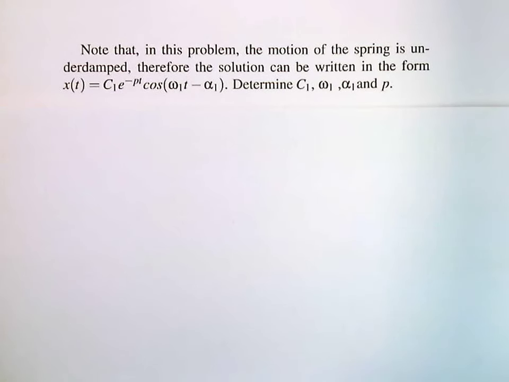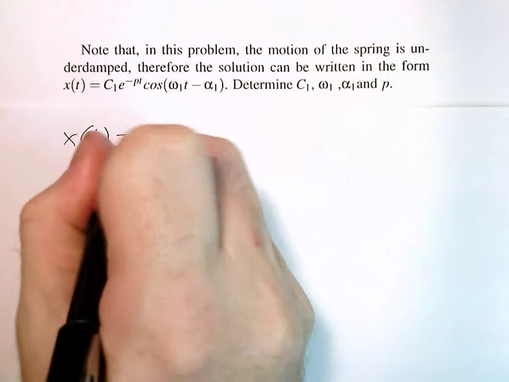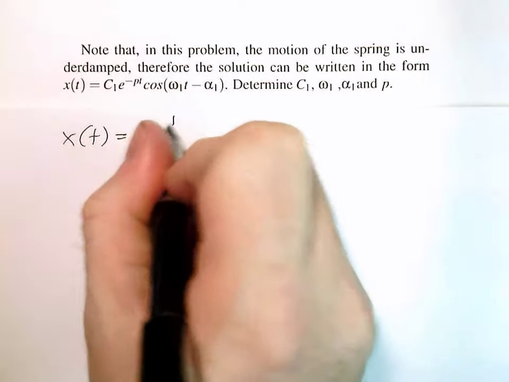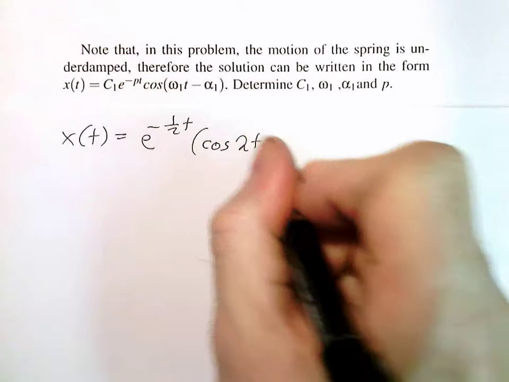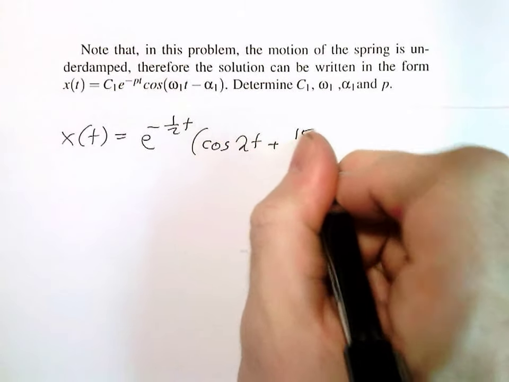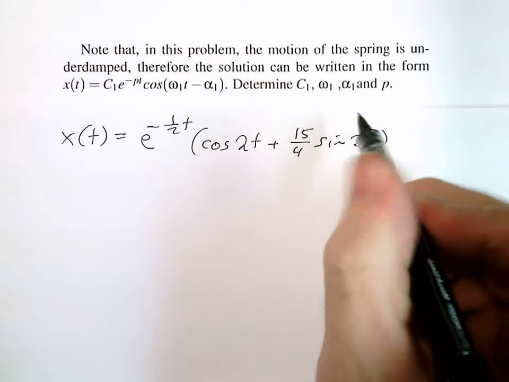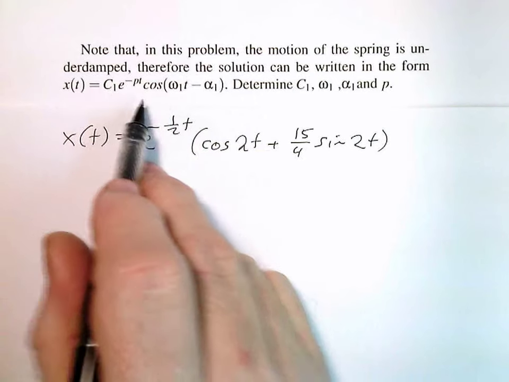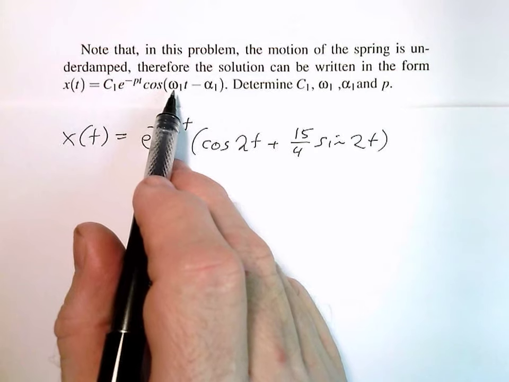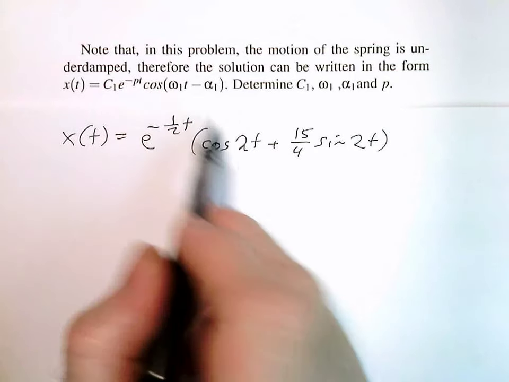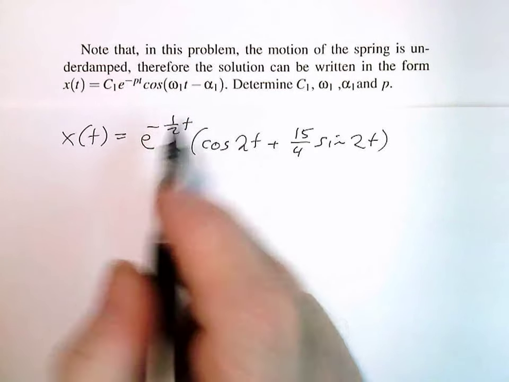Okay, so this is a continuation of the spring problem, and you might recall we had our x of t was e to the minus 1/2 t, and we had a cosine of 2t plus 15 over 4 sine of 2t. And now we want to write it in this form where instead of having a cosine and sine, we have a single cosine here. And to make things work out, our omega here has to be 2. And matching the exponential part, our p here is a half.